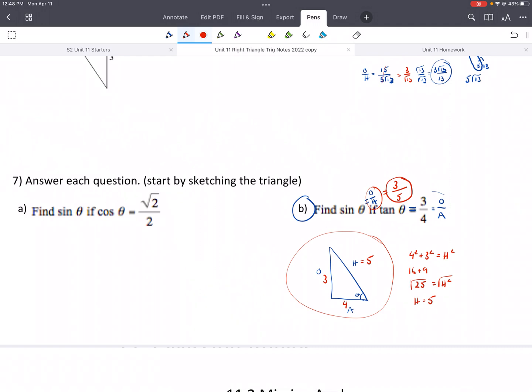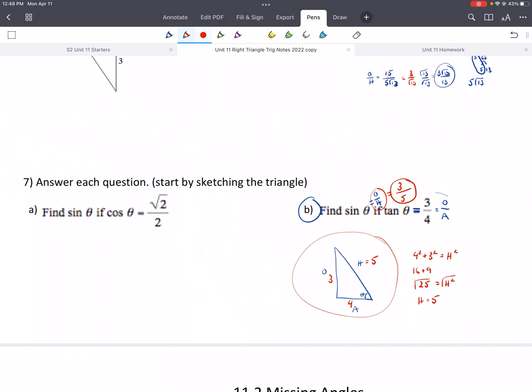But, so like here for cosine, just in case you wanted to give this one a try, that's CAH, a over h. So again, this would be our a, this would be our h, but we need to figure out what O over h is. So we need to figure out what O is.